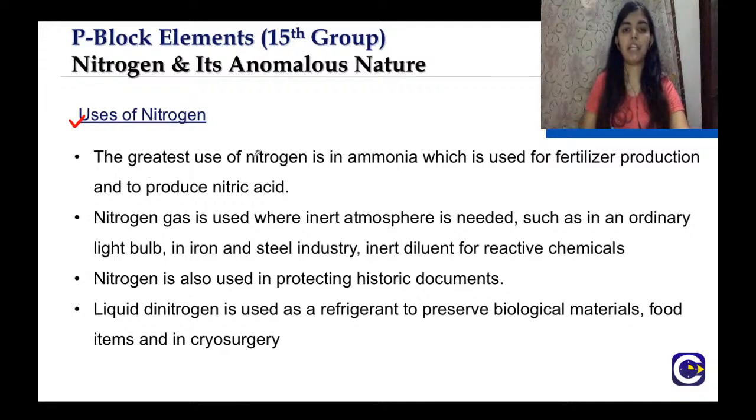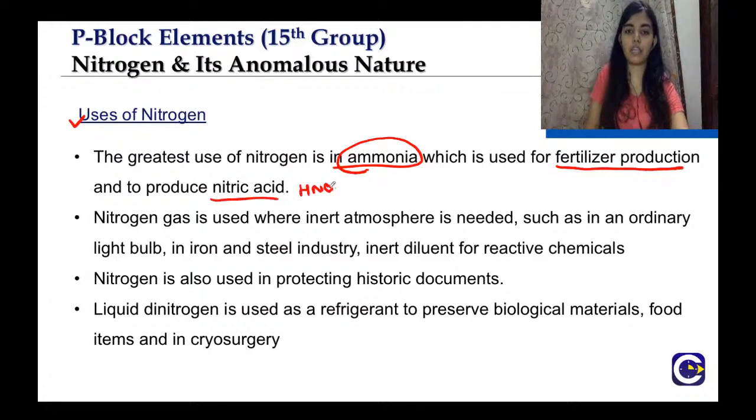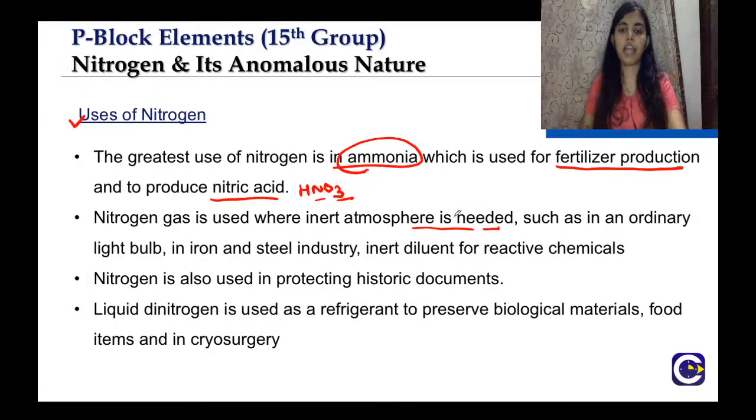Uses of nitrogen: the greatest use of nitrogen is in ammonia. Ammonia is used for fertilizer production, right? And it is also used for the production of nitric acid, that is HNO3. Nitrogen gas is used where an inert atmosphere is needed. For example, if we are performing certain reactions and the product reacts with the atmosphere and gets decomposed, then in place of that, we provide a nitrogen gas atmosphere, because it is inert, so it will not react with our compound. So in the laboratory also, to provide an inert atmosphere to certain reactions, we use nitrogen gas.